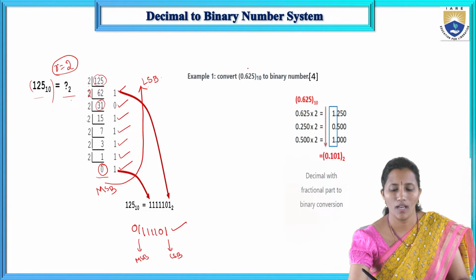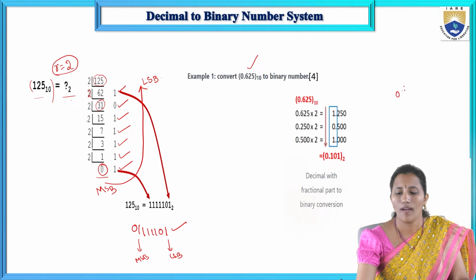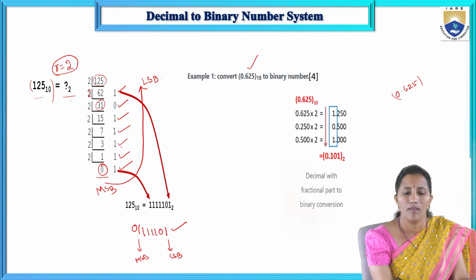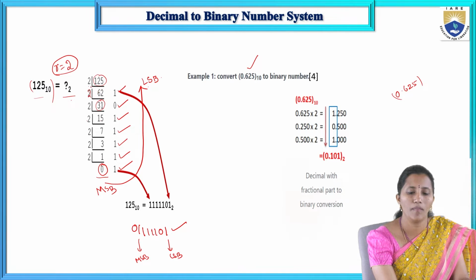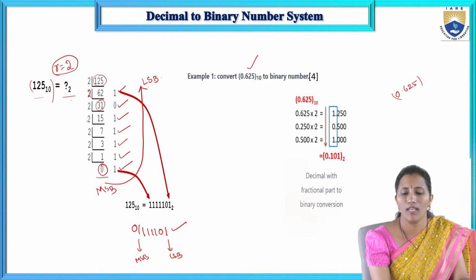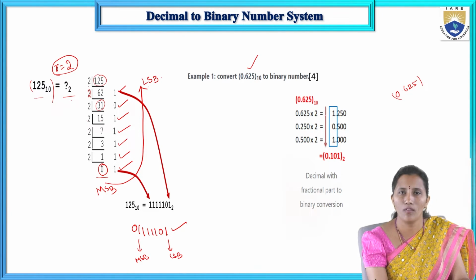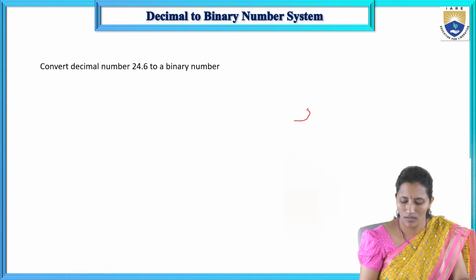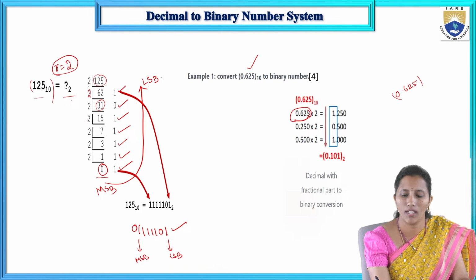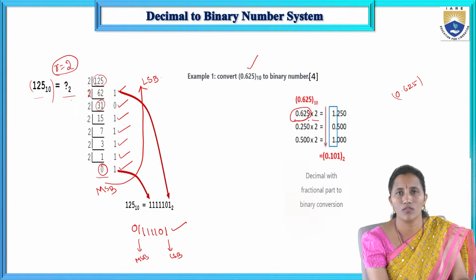Again, if we have a fractional part, suppose we have 0.625. This is one example; it contains only a fractional part. How to convert this fractional part into the binary number system? In the integer part, we divided the number by 2 and considered the remainders at each stage. But in the fractional part, we have to multiply the number by 2. So here 0.625 times 2 is 1.250.